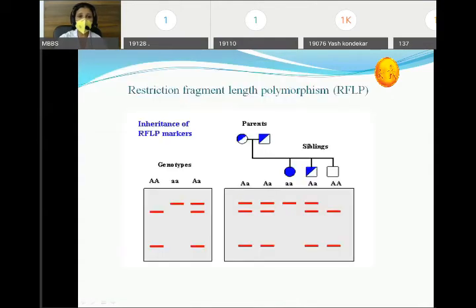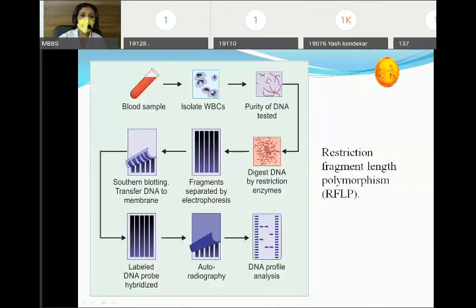So what exactly is done in RFLP? Here, the blood sample is taken. WBCs are isolated from the blood sample and the purity of the DNA is tested. Now these DNAs are digested by restriction enzymes and the fragments are separated by electrophoresis. Using Southern blotting, these DNAs are transferred to a membrane. To the membrane, labeled DNA probes are added and hybridized, and you can analyze the DNA profile of the patient and study the polymorphism.